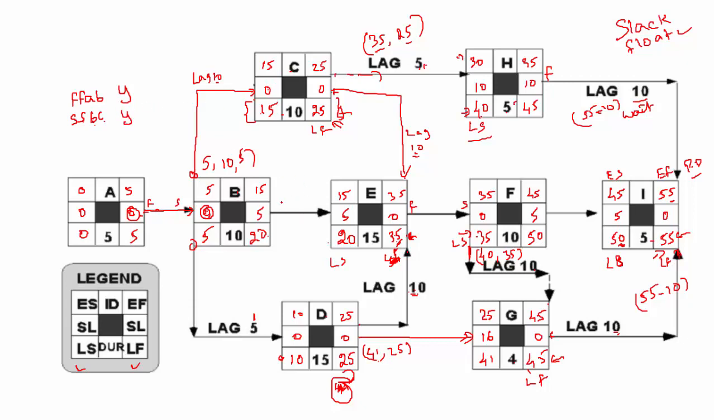All right, let's do BE. For activity BE, the relationship is finish to start. So the relationship finish to start between B and E, is it critical? No, because see, there are values here. There should be 0 in both the sides. So we will say no, it is not critical. Similarly, let's do E and F. E and F, which is finish to start relationship, is it critical? Yes, because 0 and 0, yes, it is critical.